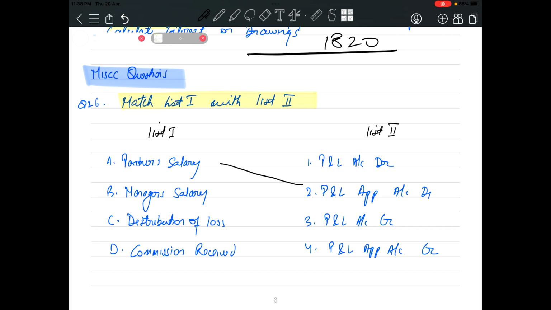Manager salary is an item of P&L account. Okay, manager is an employee. He's not a partner, so his salary will be transferred to P&L debit side. Okay, distribution of loss. Now where will distribution of loss take place? P&L appropriation account credit side. Okay, so this is the answer, and commission receipt will be P&L debit side. So this is the answer for question number 26. I hope this is clear. You may have doubt on this, no?